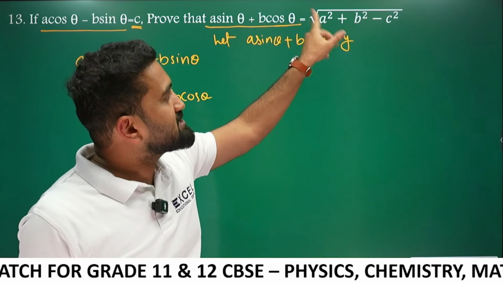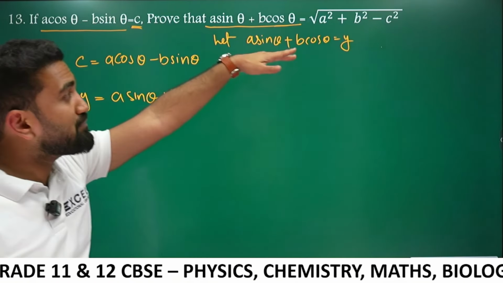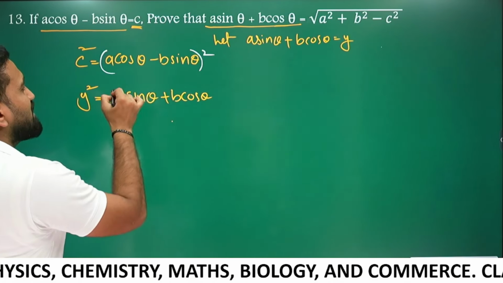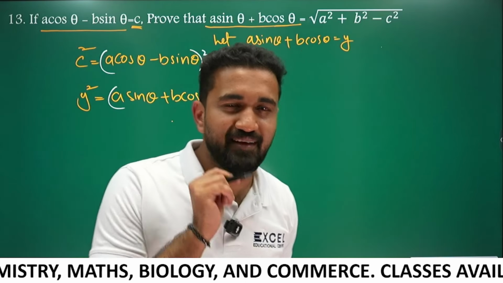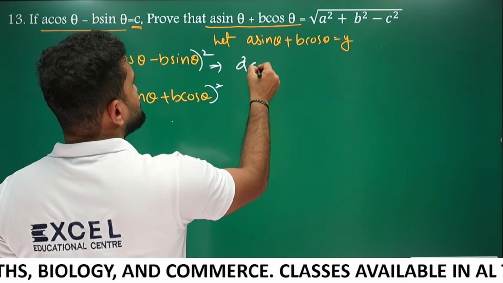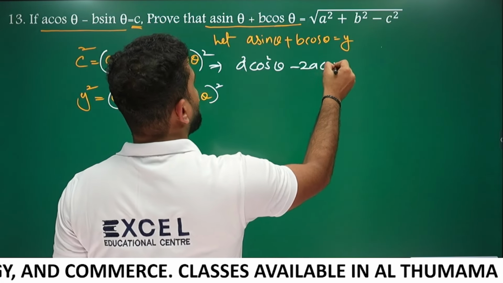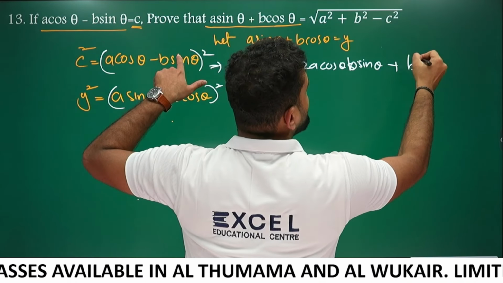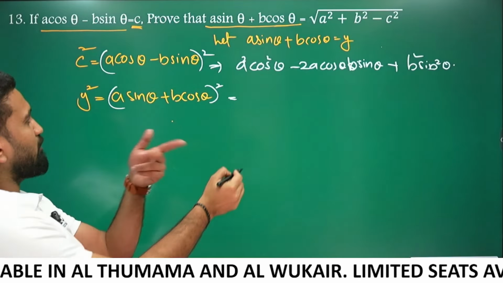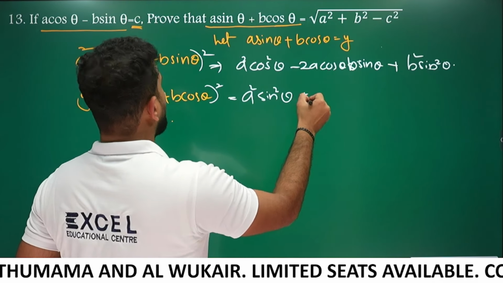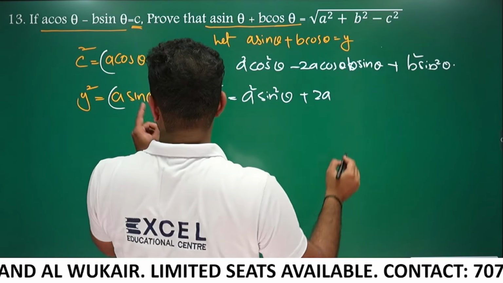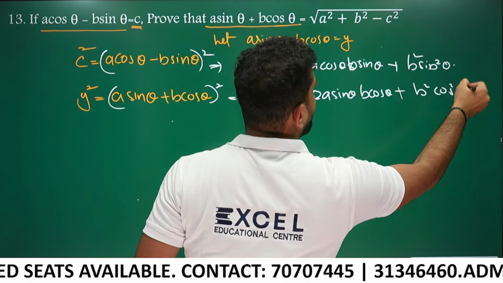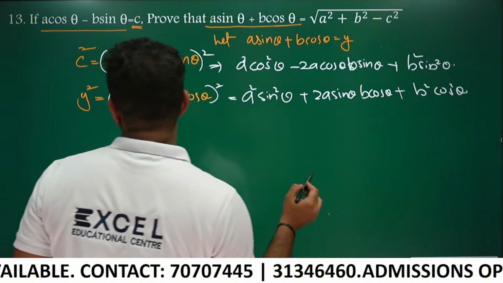See, you are dealing with x square, y square, z square, m square, n square. You're playing with squares, right? So c square, y square, which means you need to square this as well as this. So what is this one? This will become, by the same method, b square sin square theta. Now what about this one? This will become a square sin square theta plus 2a sin theta b cos theta plus b square cos square theta. Okay, now let me operate the same thing as we did before.